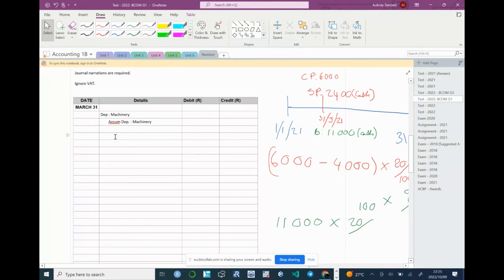Now, what's the next thing that we need to do? Now we can begin with our disposal. And we said step number 1 is what? Removal of the cost price. How do we go about doing that? Yes, we're going to credit machinery. And if you use equipment, according to your memo, you also were supposed to get the mark. But had it been up to me, machinery, equipment, yeah, it's kind of the same thing.